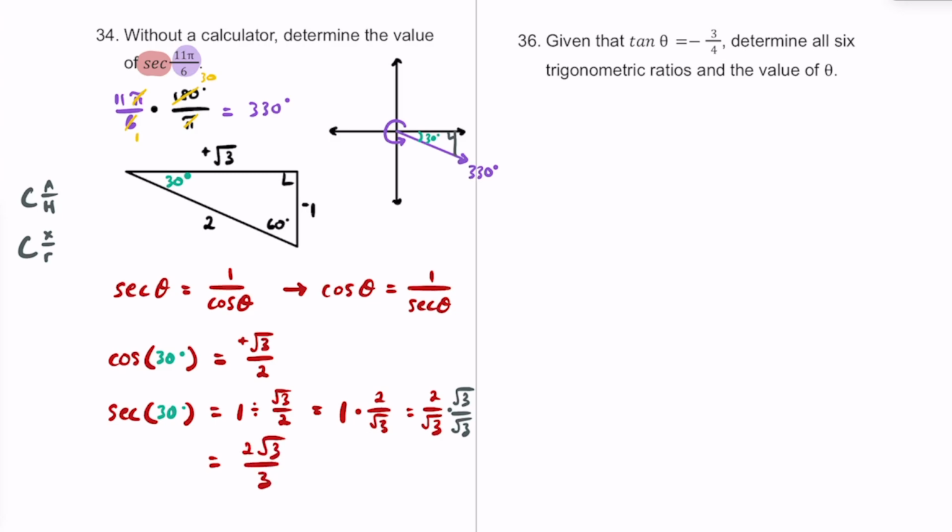And so, while 30 degrees was our reference angle, it was really just helping us understand that we were dealing with this 11 pi over 6, or 330 degrees, and the secant of that 11 pi over 6 is this 2 root 3 over 3.